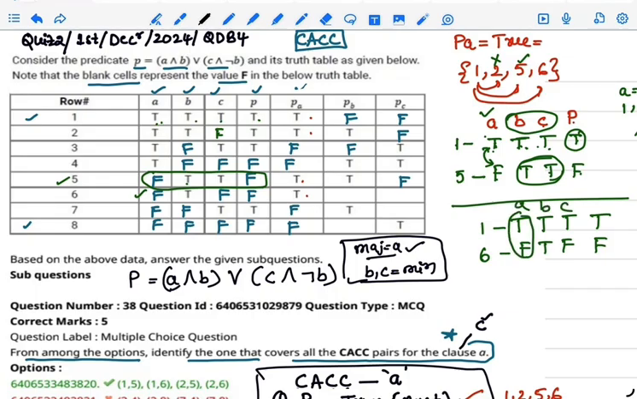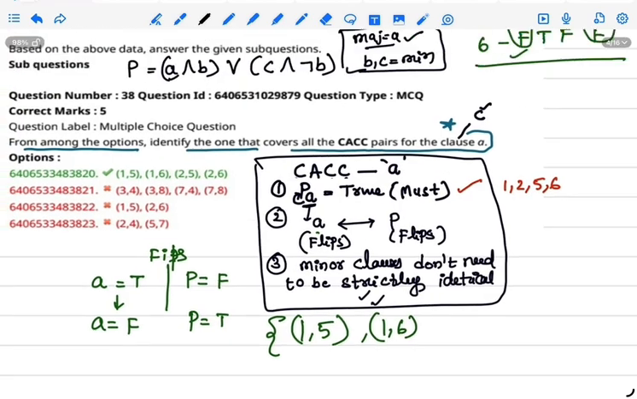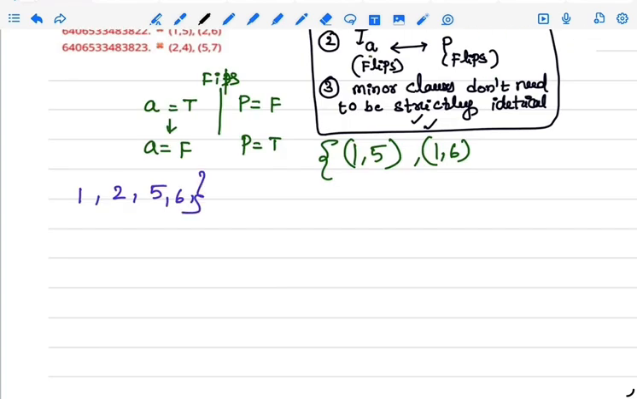This one is B. A flips, P also flips. Both are non-identical, right? B is identical, C is not identical. Still it is a CACC pair. So 1, 6 is a CACC pair. So next, okay, we checked for 1.